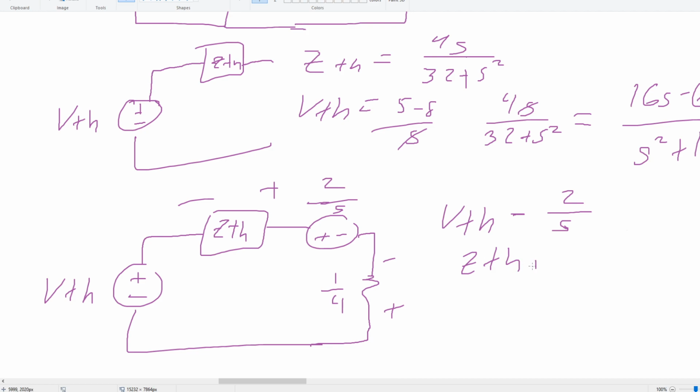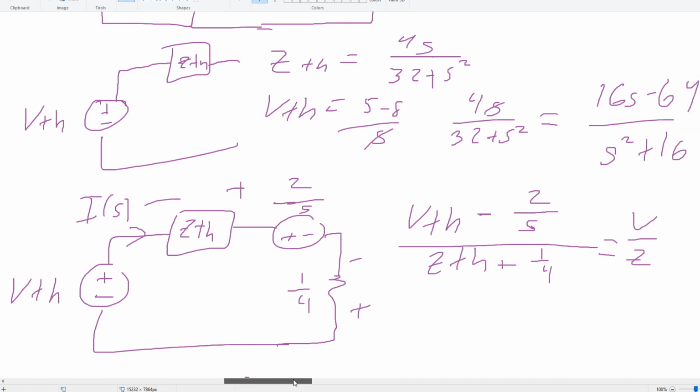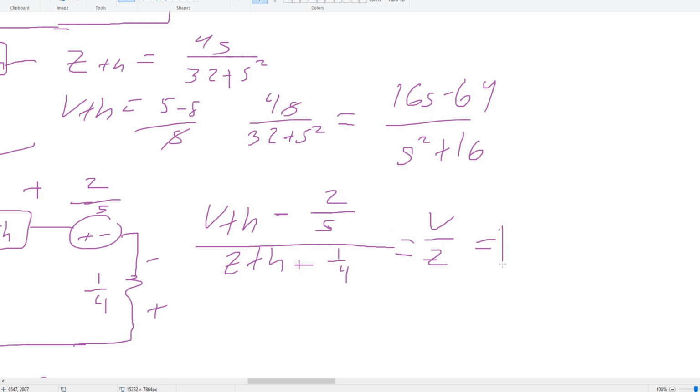So Z Thevenin plus 1/4, right? To find the current, we'll say the current over here, Is, to find the current, it's just literally the division of these two. That's why I wrote the division symbol for. This is V over Z, right? This is equal to Is, and you might be thinking, oh, why are we finding Is? We're supposed to be finding V0(s).